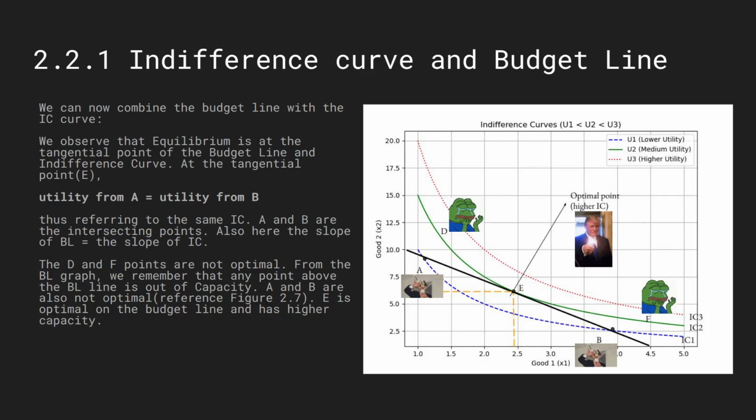So our conclusion is, although A and B points are in the budget line, we are not saying that they are our optimal points, because we see that E gives us more satisfaction. And for the D and F points, although they are on the same IC curve, they are out of our budget and we cannot achieve that level of satisfaction, like D or F level satisfaction.